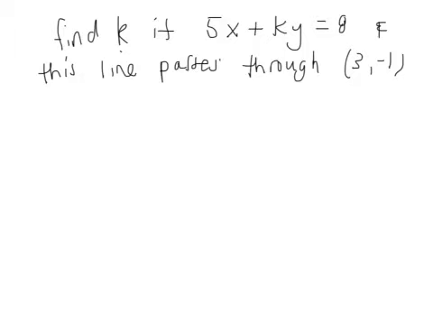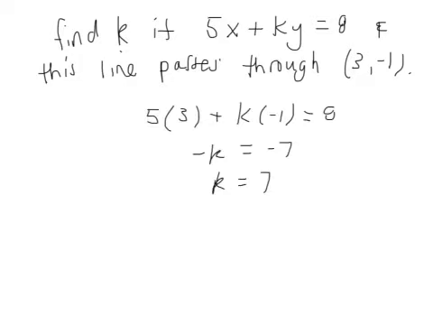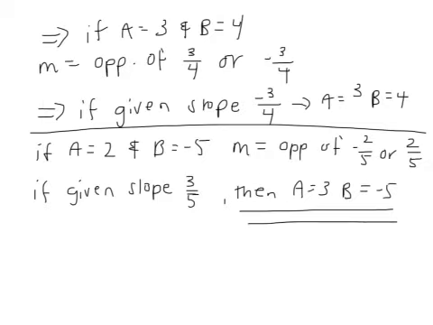So for our last example, we're going to find the value of k if 5x plus ky equals 8, and this line passes through the point (3, 1). This equation looks like our standard form, so we can just plug in the point for the values of x and y and solve for k. So we end up determining that our k equals 7.